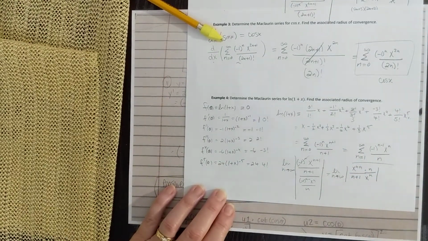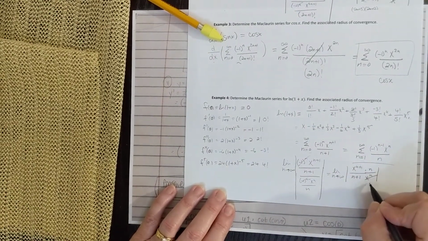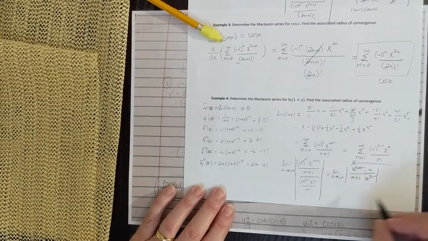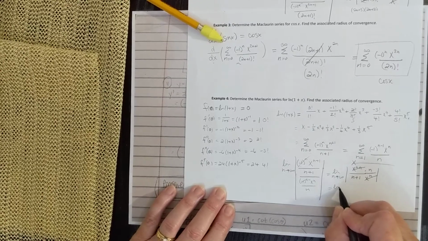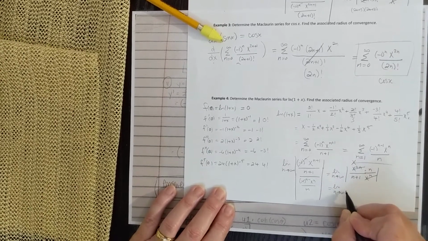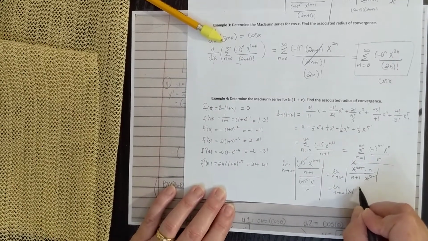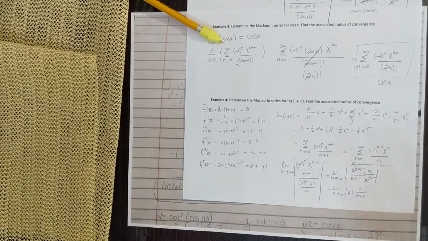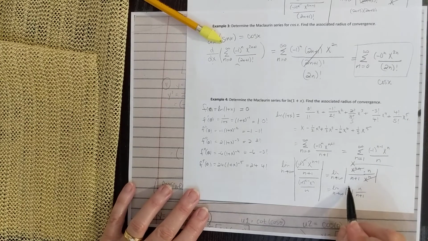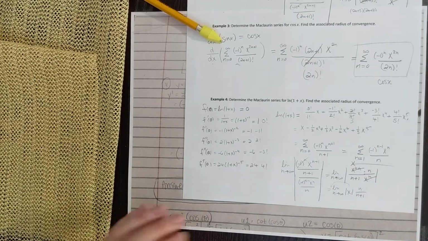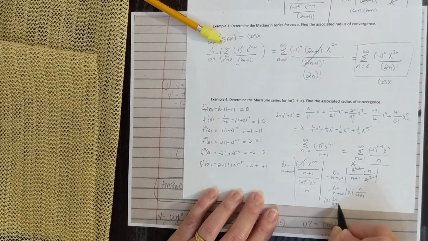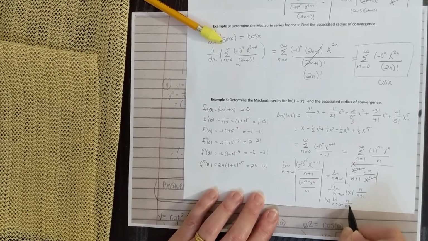What can we do with this? With the x's, I can have just one x right there. So this becomes the limit as n goes to infinity of the absolute value of x times n over n plus 1. The x is not involved in the limit. There's no n in it. So if I wanted to put it in front, that would be fine. The absolute value of x times the limit as n goes to infinity of n over n plus 1.